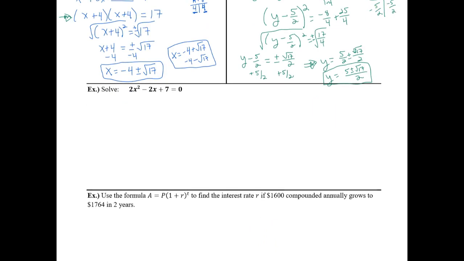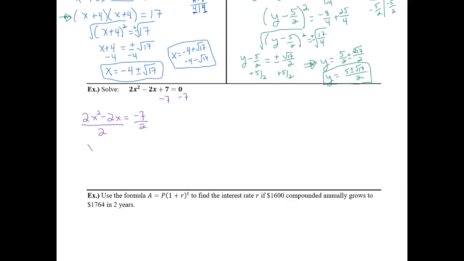Alright, let's look at one more here. We've got 2x squared minus 2x plus 7 equaling 0. This is not going to be factorable, so we're going to complete the square. I'm going to get rid of this constant that is not working for me. I'll have 2x squared minus 2x equals negative 7. I also don't want that leading coefficient of 2, so we have to divide everything on both sides of the equation by 2.